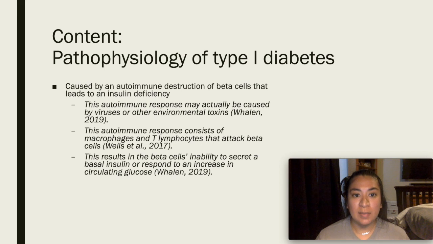In type 1 diabetes, this is caused by an autoimmune destruction of beta cells that leads to an insulin deficiency. This autoimmune response can actually be caused by viruses or other environmental toxins. It also consists of macrophages and T lymphocytes that attack our beta cells. And then this results in the beta cells' inability to secrete a basal insulin or respond to an increase in the circulating glucose from eating.